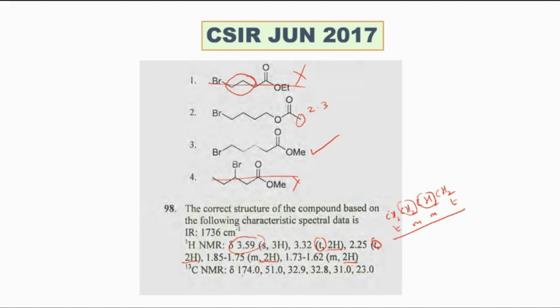Okay, now in carbon, what is this 174 corresponding to? That corresponds to the ester carbon. Okay. 51 corresponds to this methyl carbon. And now you have the continuous chain. So you have 32.9, 32. This all will be for the CH2 carbons. Okay. Is that okay? Yes? Yes, ma'am. All of you? Yeah.